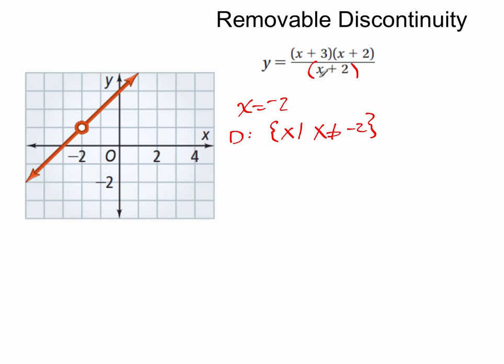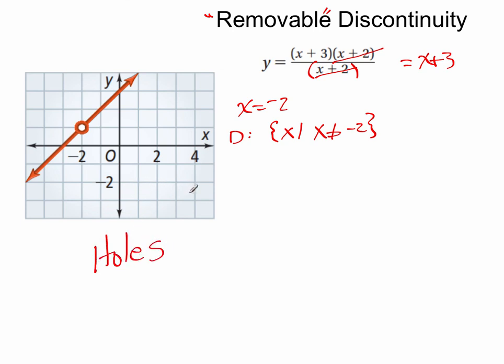However, if you look at this, I can factor x plus 2 out of both numerator and denominator and make this algebraically equivalent to x plus 3 at every point except x equals negative 2. So because we were able to remove the discontinuity algebraically, we call it a removable discontinuity. Removable discontinuities result in holes in your graph.